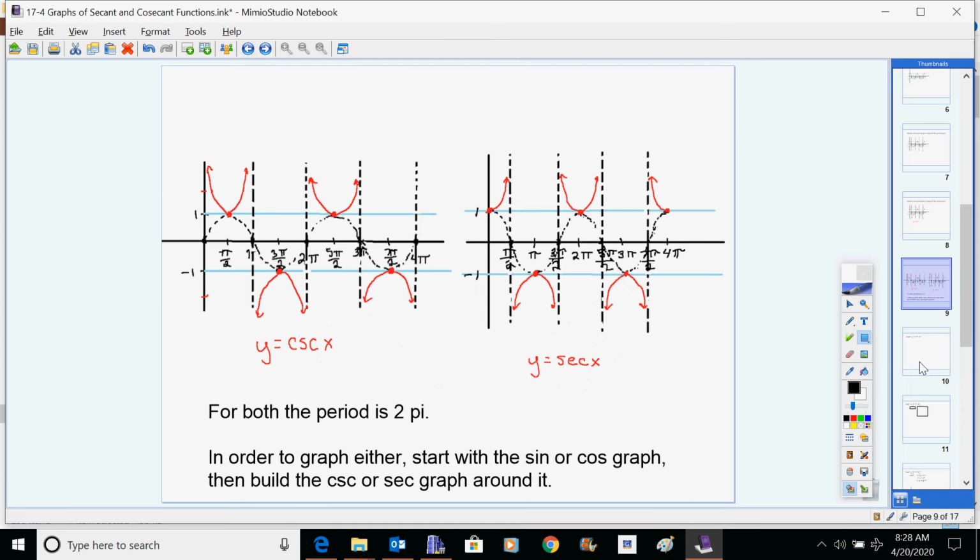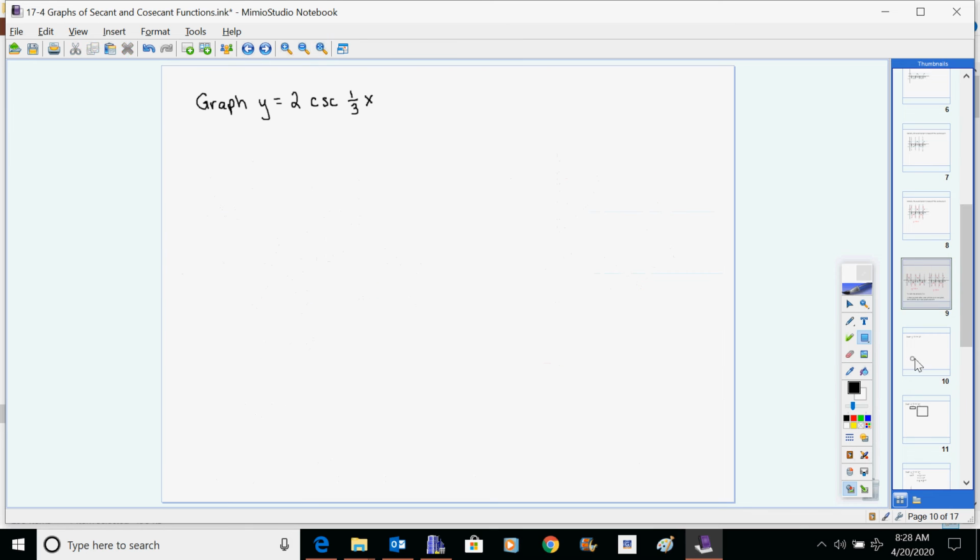All right, so let's start looking at some of these shifts. Okay, the first thing, really what you're going to do is graph the companion function, for lack of a better word. You'll graph that one first, use that as a skeleton, and then sketch in your cosecant or your secant. So remember, cosecant is based on sine, so we're thinking about, okay, what would I do to graph a sine function, and going from there.